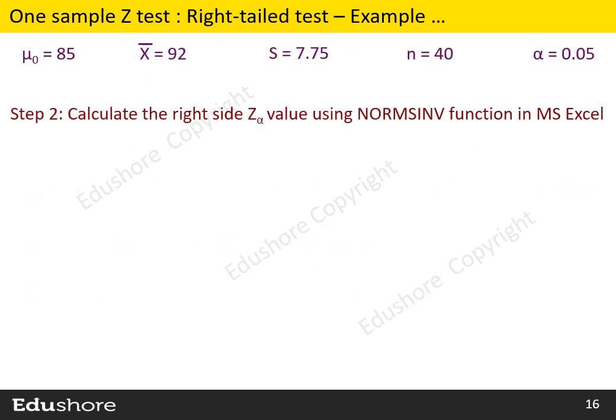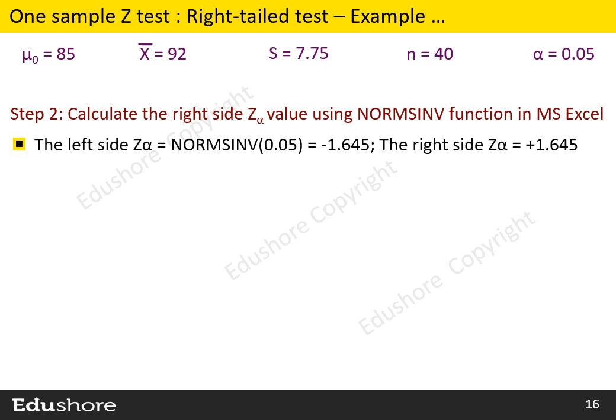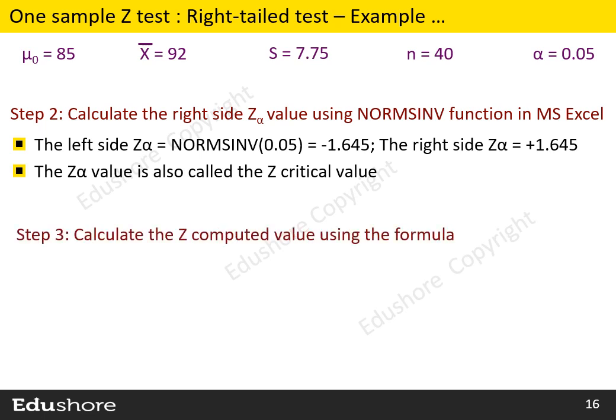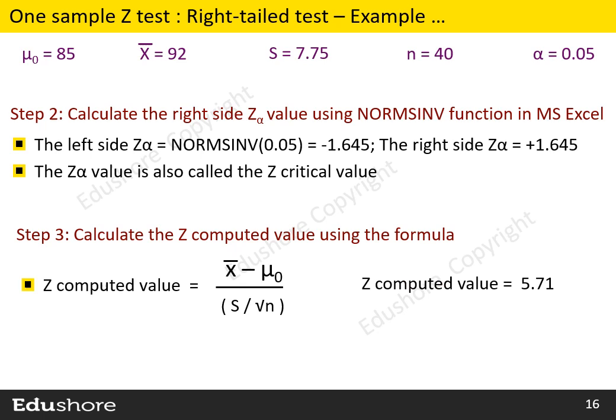Step 2. Calculate the right side Z alpha value using NORM.S.INV function in MS Excel. Alpha is 0.05. The left side Z alpha value is NORM.S.INV of 0.05, which is equal to minus 1.645. So the right side Z alpha value is plus 1.645. The Z alpha value is also called the Z critical value. Step 3. Calculate the Z computed value using the formula. Here is the formula to calculate the Z computed value. Using this formula, we get the Z computed value as 5.71.